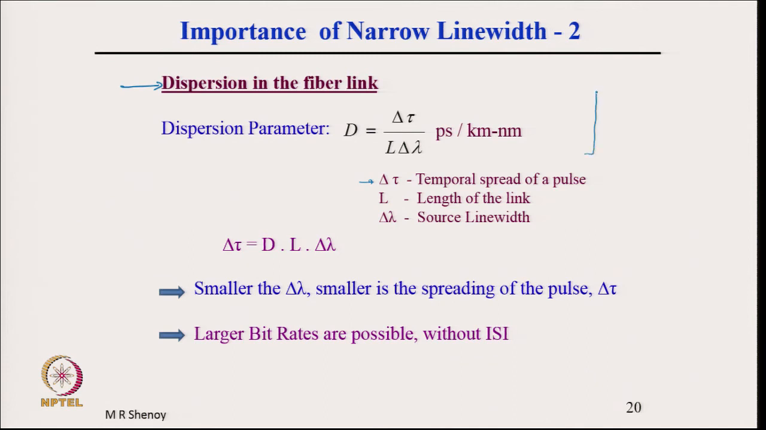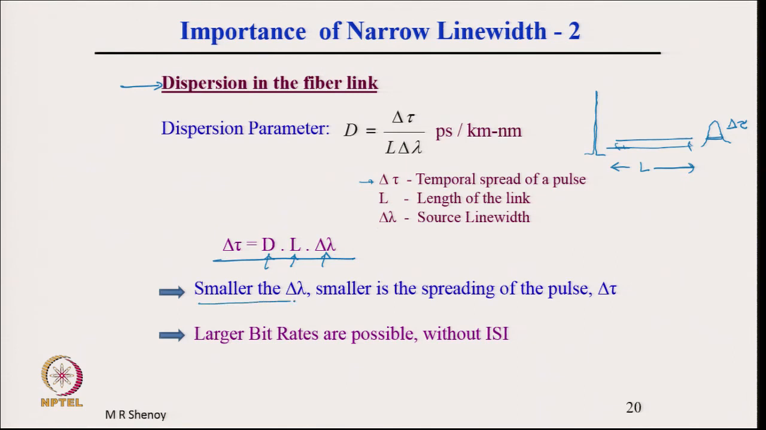Temporal spread of a pulse means if we have an impulse at the input of an optical fiber link, then at the output the pulse may spread and the pulse width might have become delta tau, and then this delta tau is called the temporal spread of a pulse, spreading of a pulse in time. L is the length of the link and delta lambda is the source line width, about which we have been discussing. Now, note that delta tau, that is how much the pulse spreads, is dependent on D, the dispersion parameter, which is a characteristic of a given fiber, the length of the link and delta lambda, the line width of the source. Therefore, the spread will be smaller if the line width of the source is smaller.